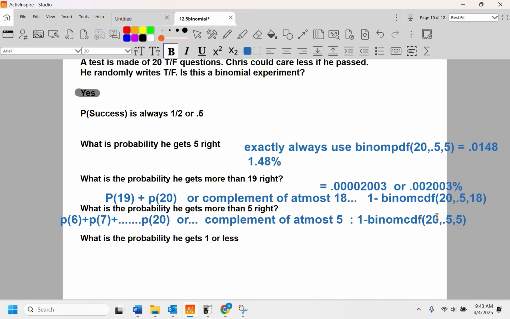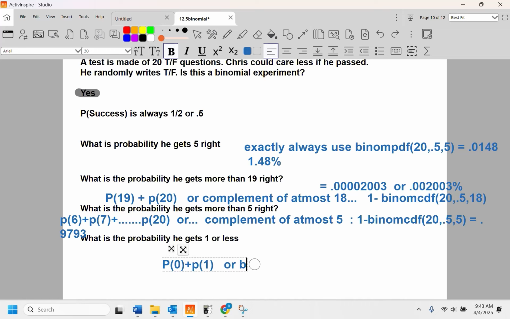0.9793. Pretty good. But that's the odds of getting more than 5 right. It's probably going to happen. What if he gets 1 or less? So this would be the probability of getting nothing right plus the probability of getting only 1 right. That's it.